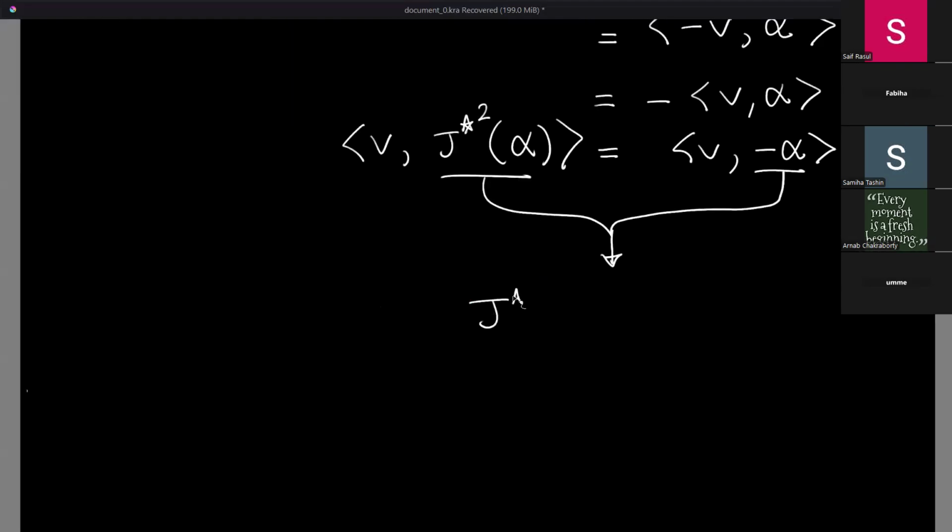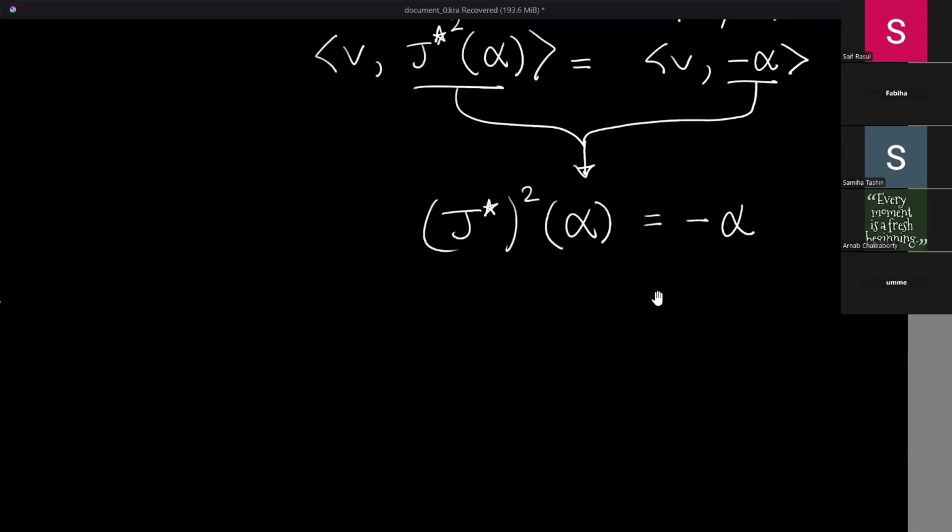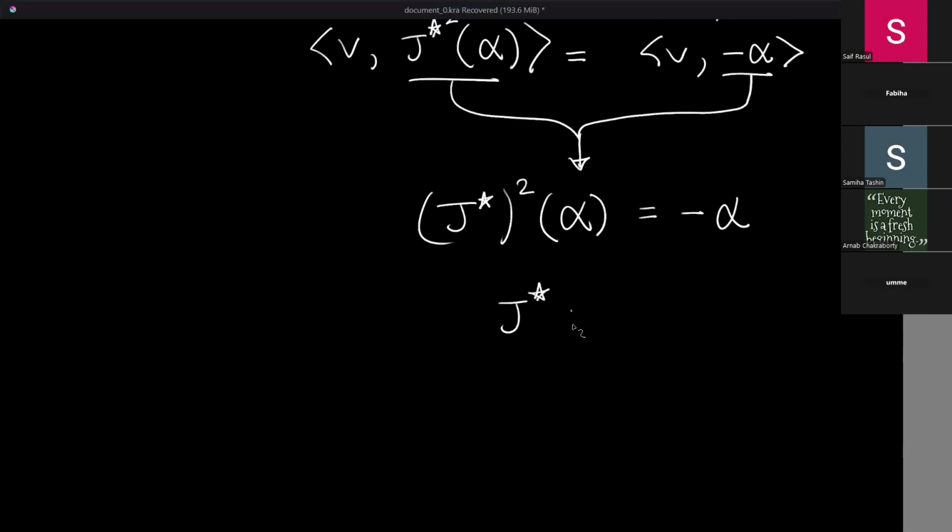So J star squared of alpha is equal to minus alpha, which means that J star is a complex structure.